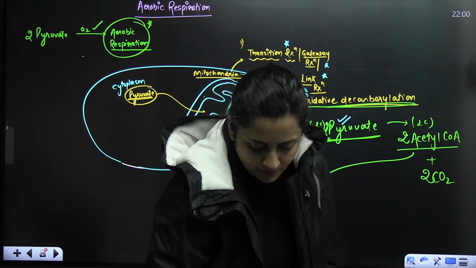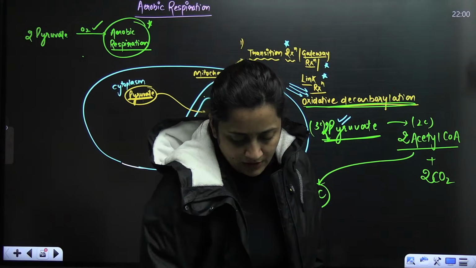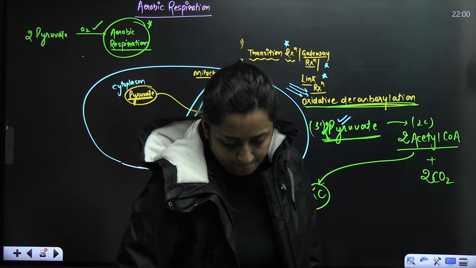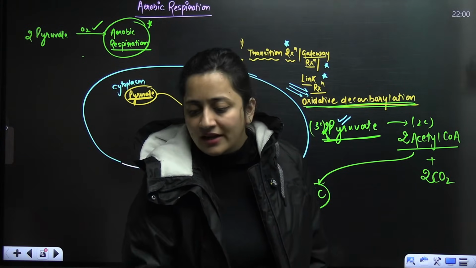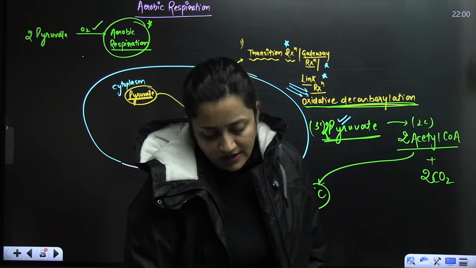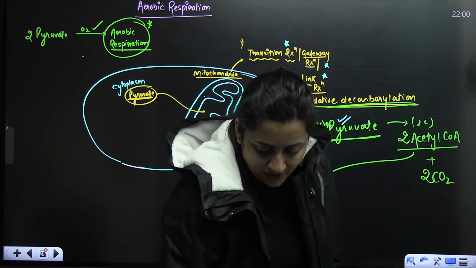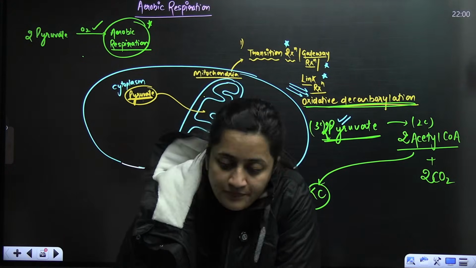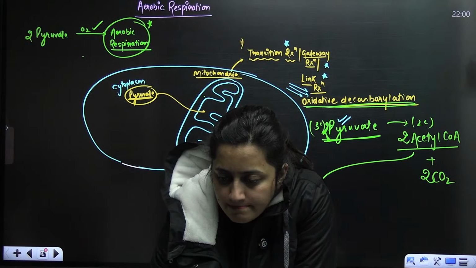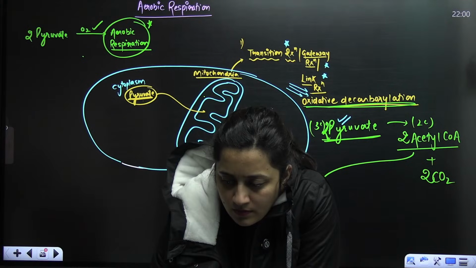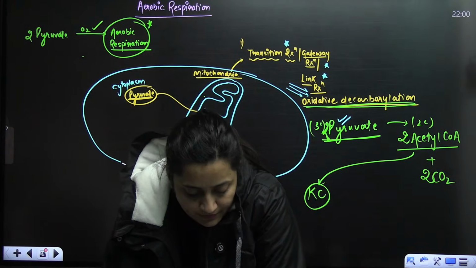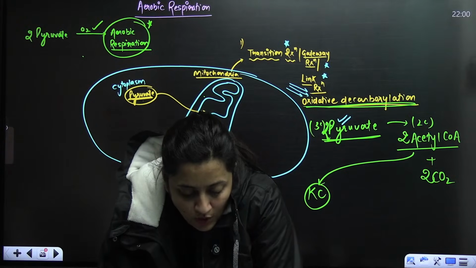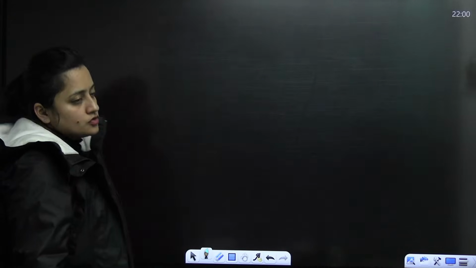Any doubts? If there is any doubt, please tell me. Where is aerobic respiration occurring? It is taking place in the mitochondria. Any doubts? Are you sure? So I'm writing it here. First step clear.